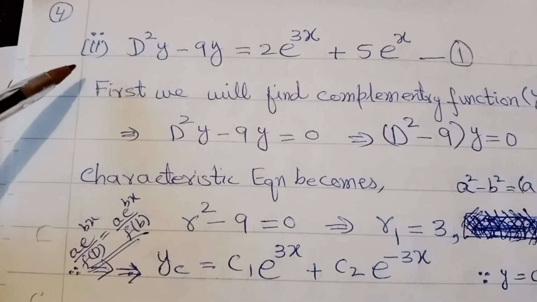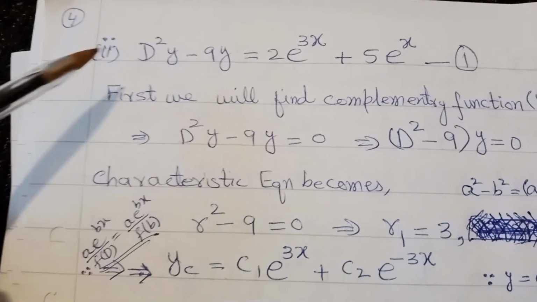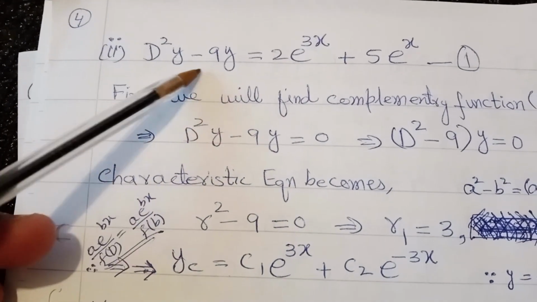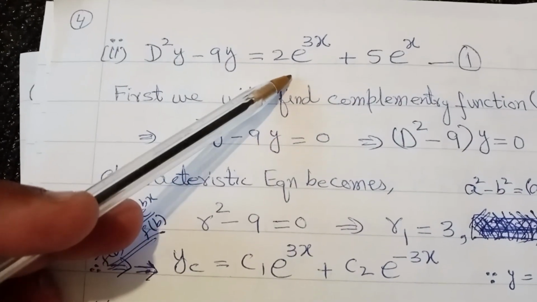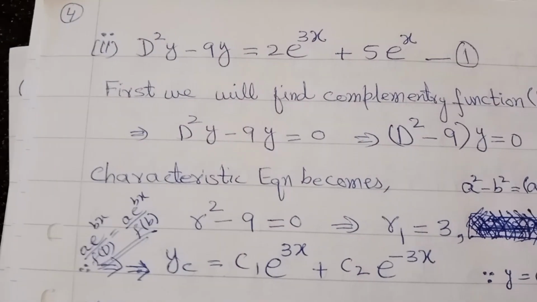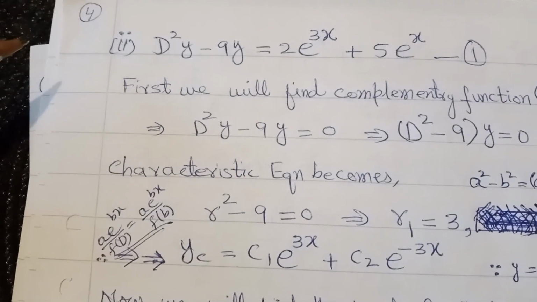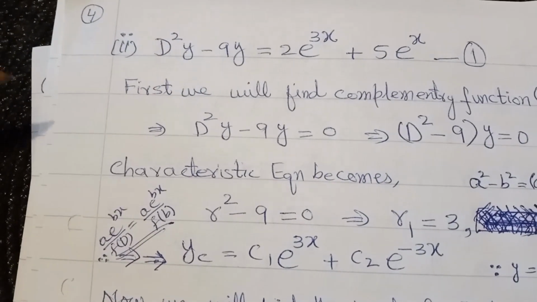So this is the second problem. In this problem, we have d2y minus 9y is equal to 2 exponential 3x plus 5 exponential x. This is the problem, and now we are going to find the solution of this problem. So first of all, we can say this is equation number one.